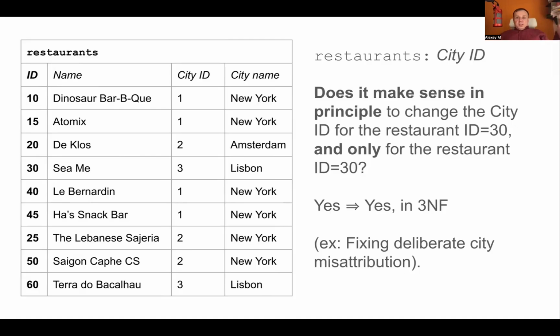So we can change city ID. We can fix this data entry issue. And also, of course, restaurants can, like cities can split or merge and something like that. So yes, we can look at the nature of the business, and we can answer this question either for ourselves, based on our knowledge about how the world works, or we can ask somebody who knows about business.